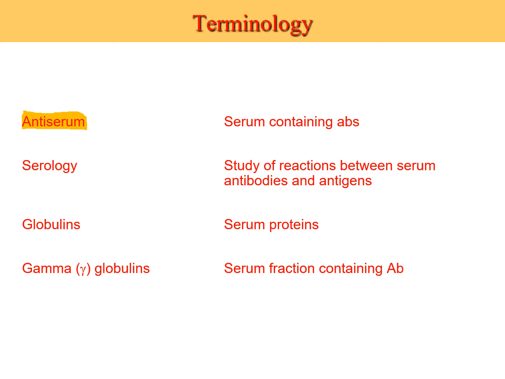Serology is the study of reactions between sera and target antigens. Globulins are the serum protein class. There are many globulin proteins. These are globular proteins essentially in your plasma or serum. There are many different kinds. One subgroup contains all the antibodies. All the antibody molecules are found among the gamma globulins.